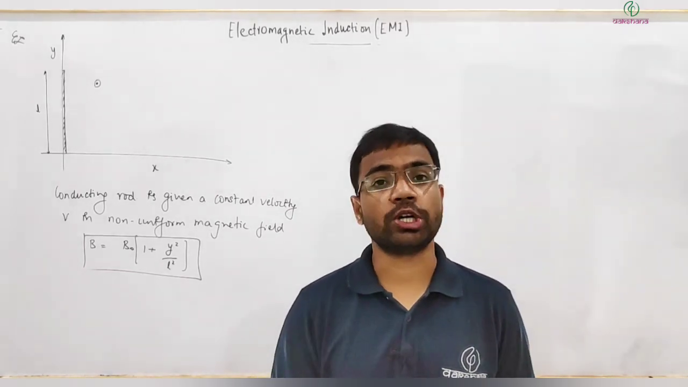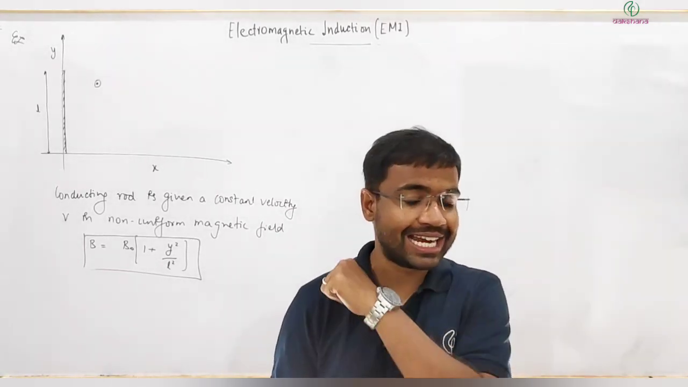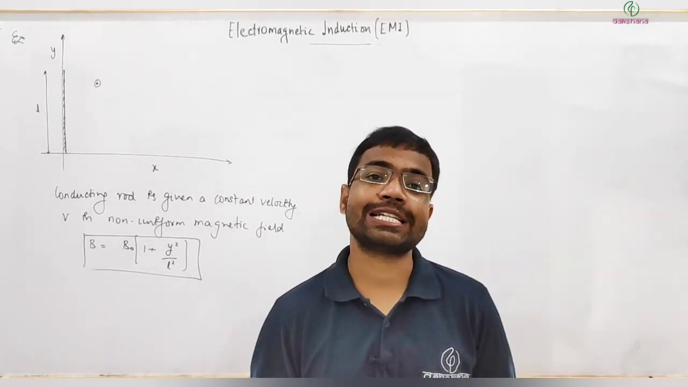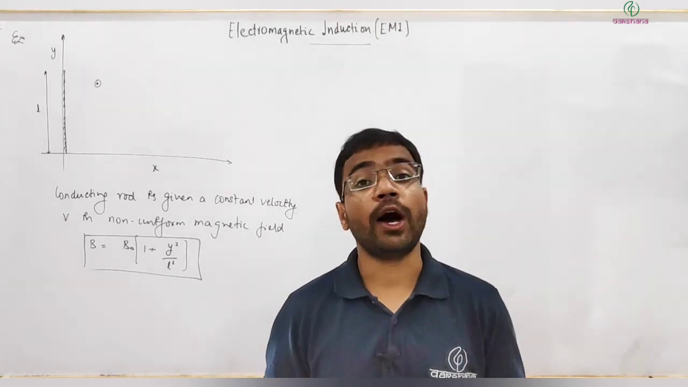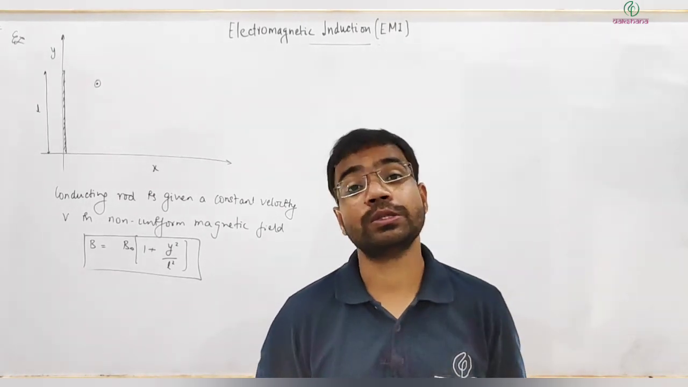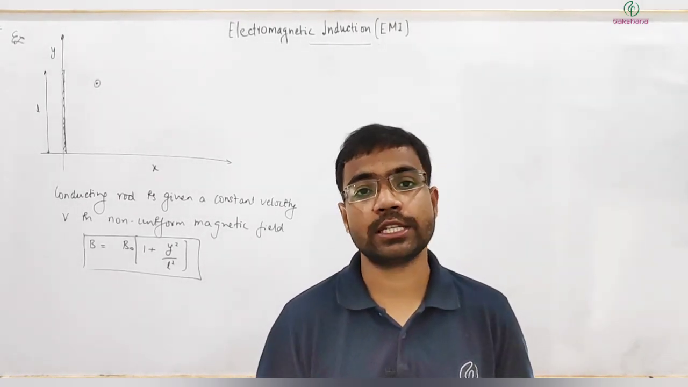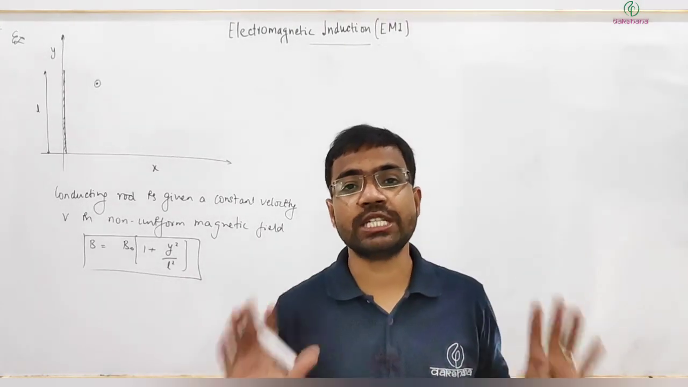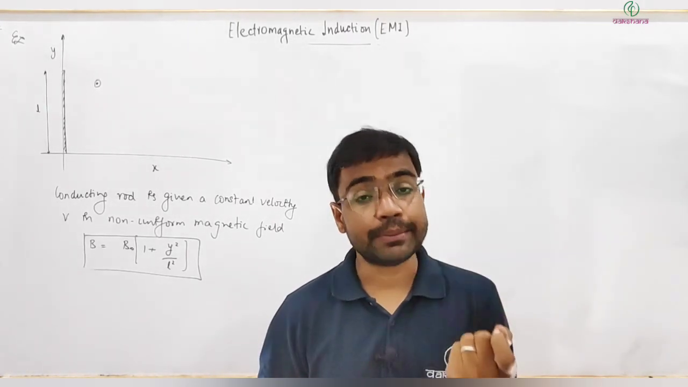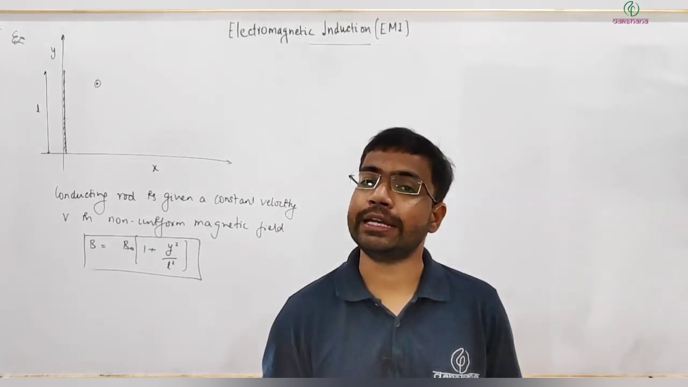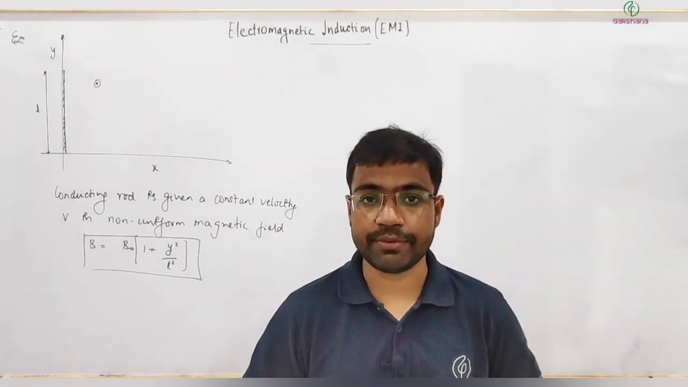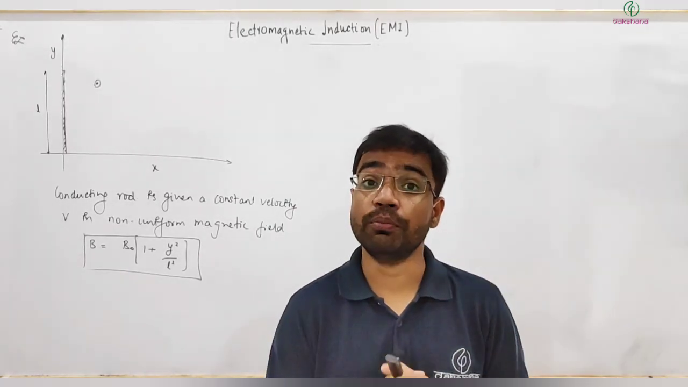So in the last lecture we talked about motional EMF and EMI, electromagnetic induction. We saw what exactly EMI is, and how Faraday, based on some experiments, arrived at a conclusion that we studied as Faraday's law of EMI. Whenever a changing magnetic flux is linked through a conductor, or a conductor is cutting the magnetic field lines, some EMF is always induced in the conductor, and we calculated that EMF also, in terms of motional EMF.